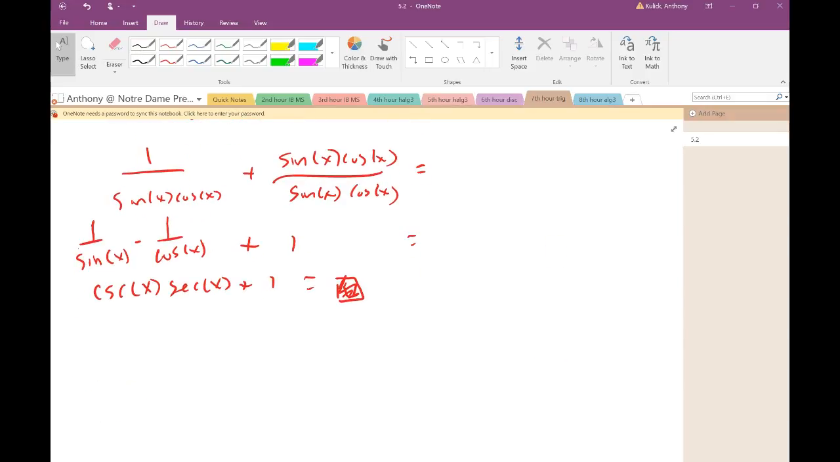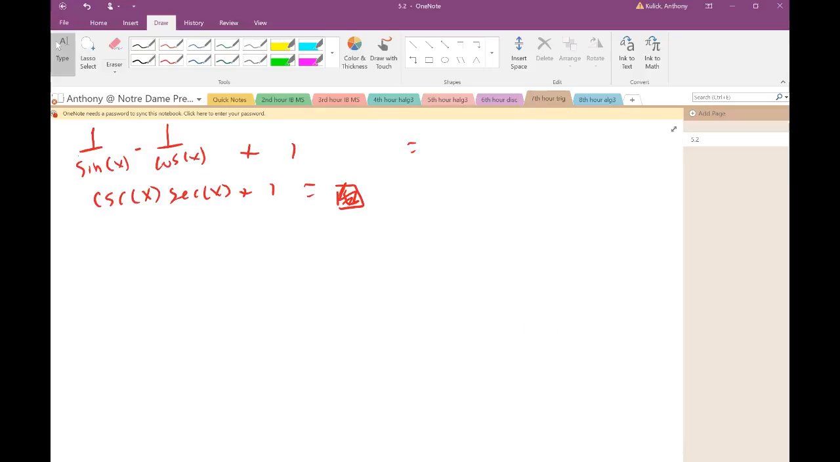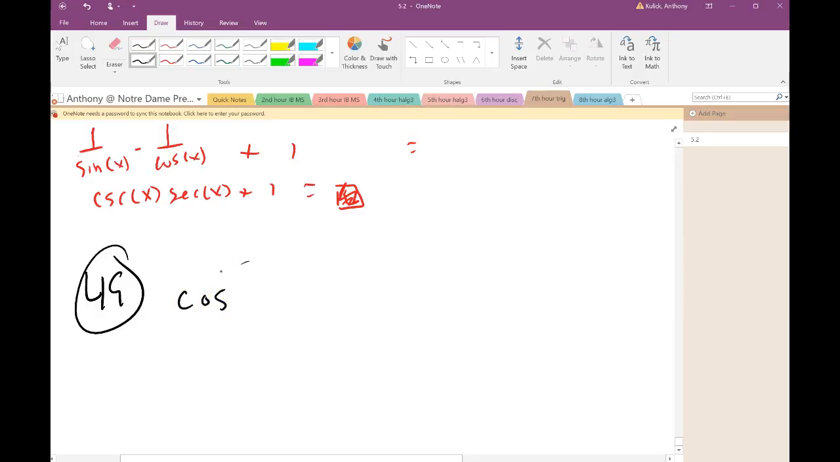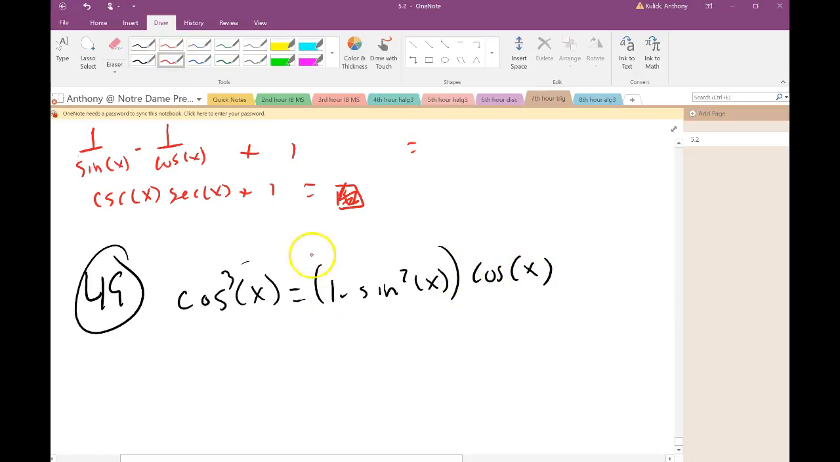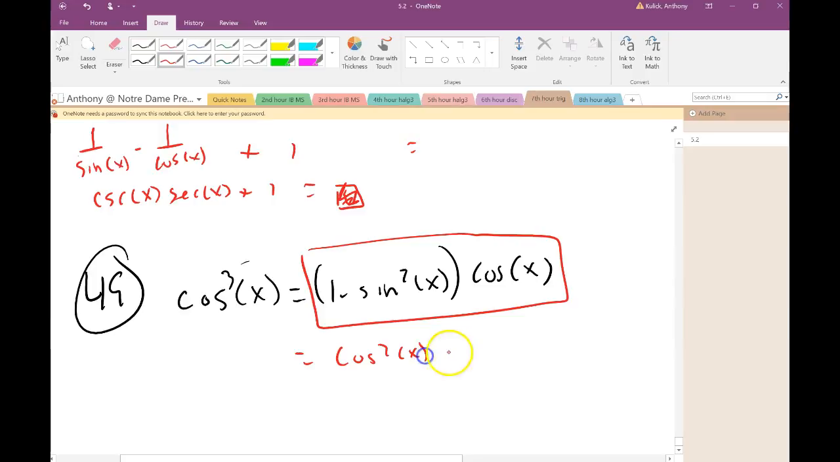Yeah, that was a doozy, guys. And then the last one is 49, correct? This one is very easy, yeah. So I would just start on this side. 1 minus sine squared is cosine squared. And cosine squared times cosine is cosine cubed. Done.